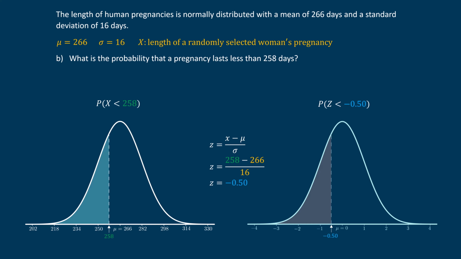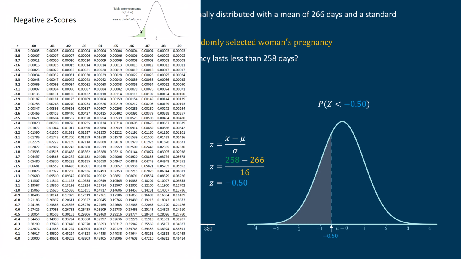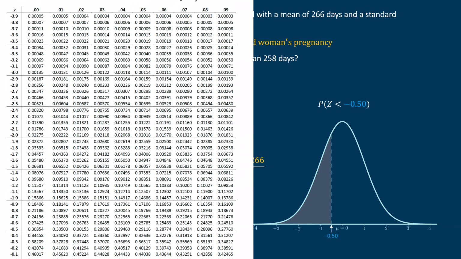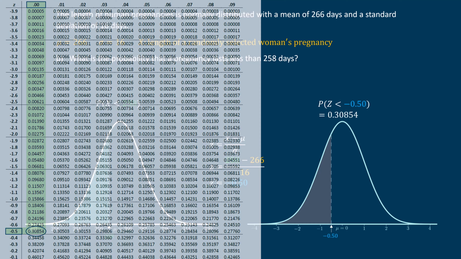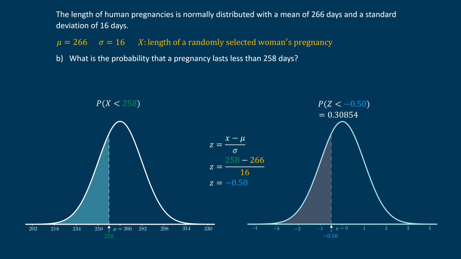Since we have a negative z-score, we'll use the negative section of the table. Now let's look for the row with the heading negative 0.5 in the first column. Then find the column with the heading 0.00 on the top row. At the intersection, we'll find the probability that we're looking for, and that's 0.30854. So this is our final answer, which represents the probability that z is less than negative 0.50.